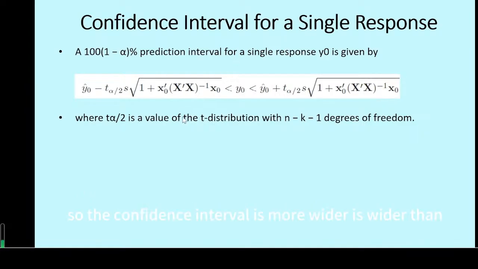So the prediction interval is wider than the mean value confidence interval. That's why we add 1 here, inside the square root. If there is no 1 here, then this is the same as the confidence interval for the mean response in multiple linear regression. So everything is clear.